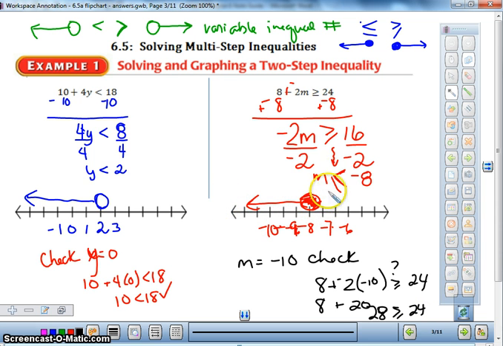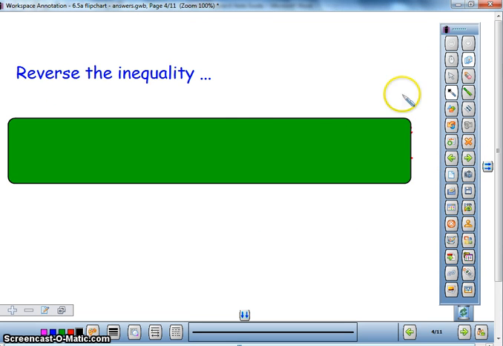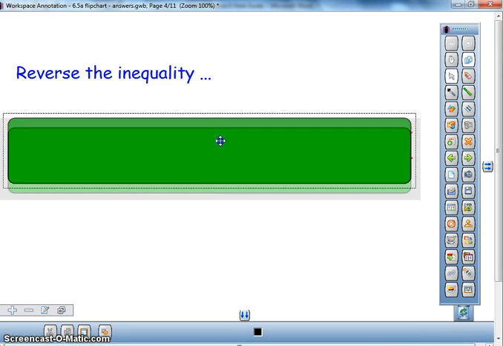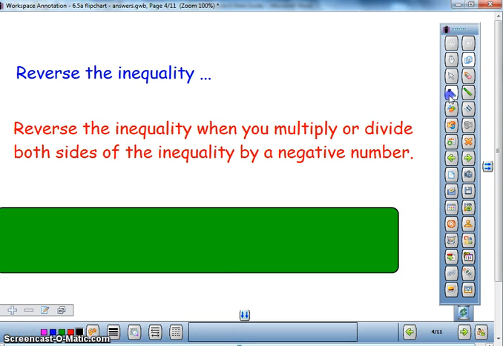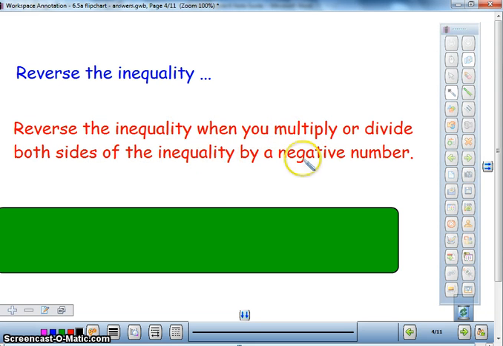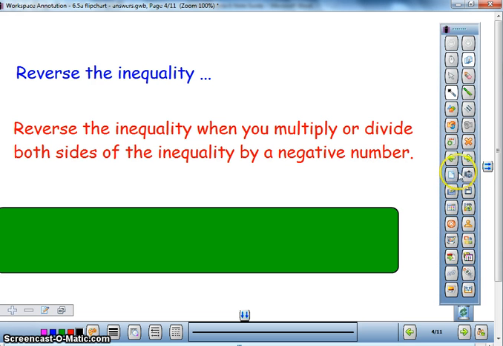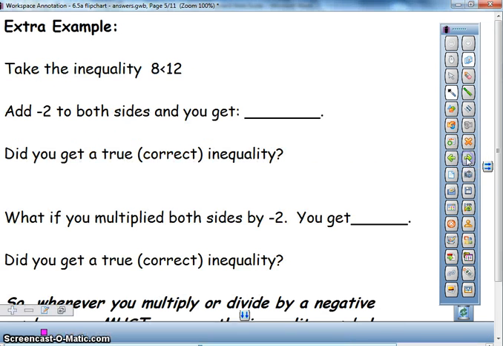Again, if you wouldn't have reversed it, you might have had the line going this way, and then when you check one of these numbers, it does not make it true. The key thing is, you might want to say this in your head a few times over and over: you reverse the inequality when you multiply or divide both sides of an inequality by a negative number. You should try saying this to yourself maybe 3 times or re-watching it. This is what you want to get in your head.